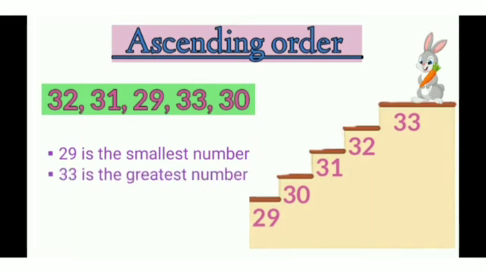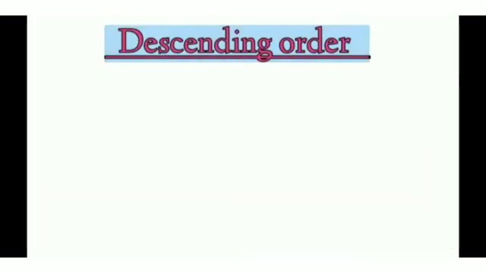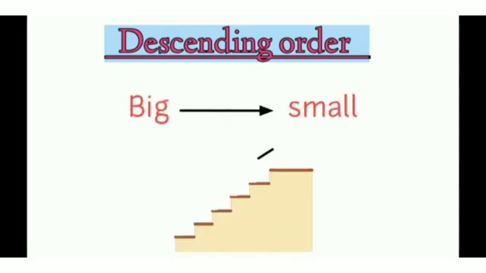Yes beta, next topic is descending order. Understand beta? What do you mean by descending order? Children, descending order means arranging the numbers from big to small. When we move from upstairs to downstairs, keep it in mind that in descending order the numbers always keep on decreasing.